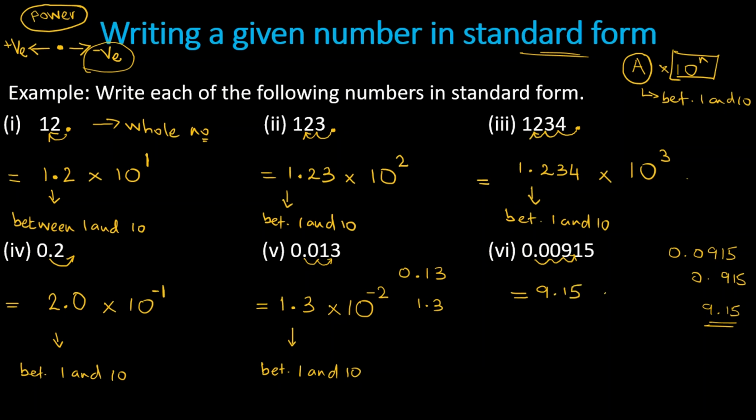9.15 times 10 to the power of how many decimal places have we moved? 3 decimal places to the right, of course, so negative power. So the number is between 1 and 10, this is okay, and the power is negative because we have moved the decimal to the right. Okay, so this is how we write down a given number in standard form.